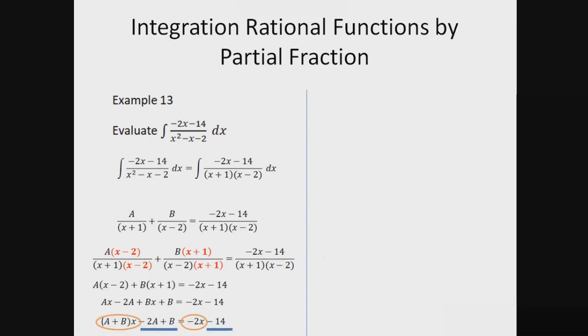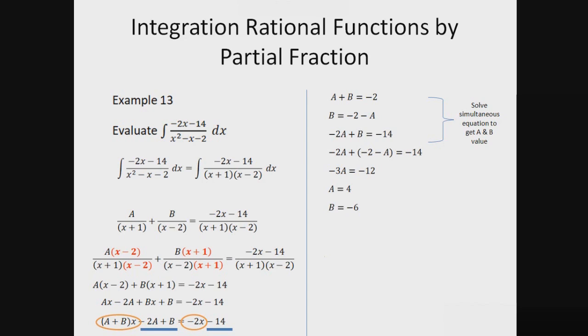And then we can actually see that a plus b is equal to negative 2 for the coefficient of x. And then we have negative 2a plus b is equal to negative 14. So we have to solve these simultaneously to get the values of a and b. And then we substitute b into the second equation. Then we get a is equal to 4 and b is equal to negative 6.